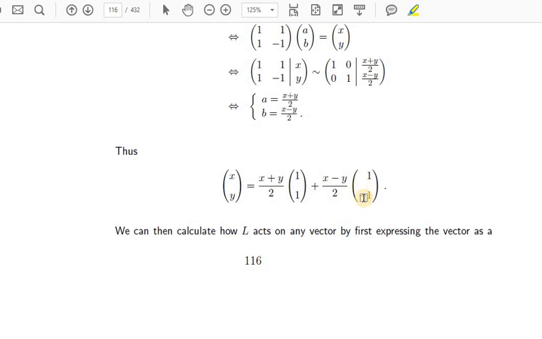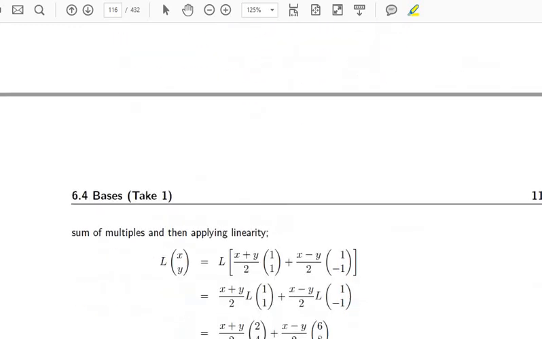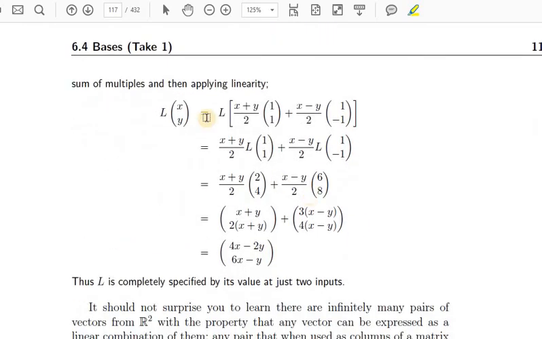Okay. So we can calculate how L acts on any vector by first expressing the vector as a linear combination of these two vectors, and then applying the L to these two vectors individually. So let's see how that works. Right, L of (x, y), I write (x, y) now as a linear combination of the two vectors (1, 1) and (1, -1). These are my two basis vectors, and I know what L does on those two basis vectors.